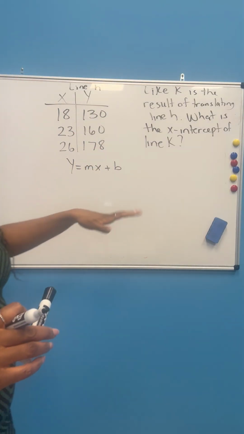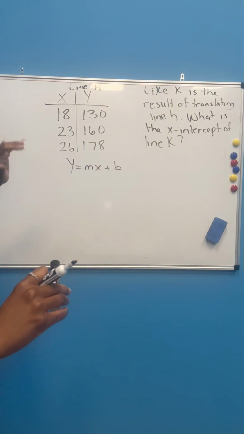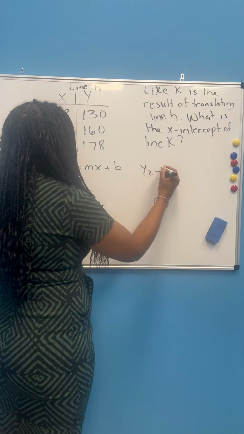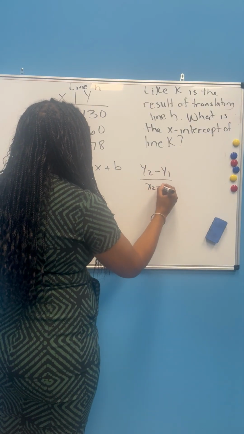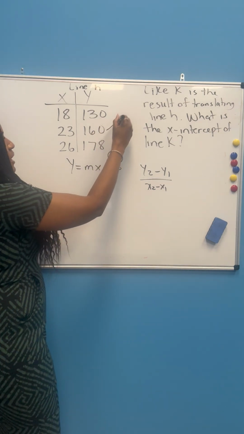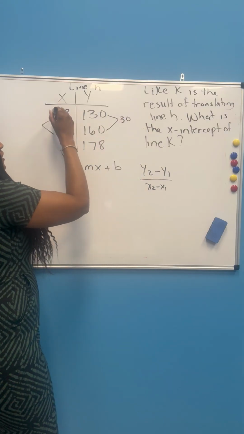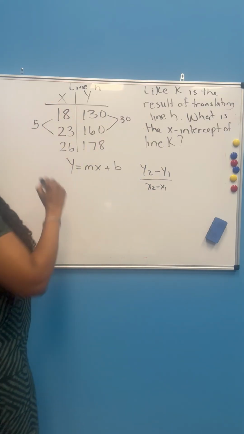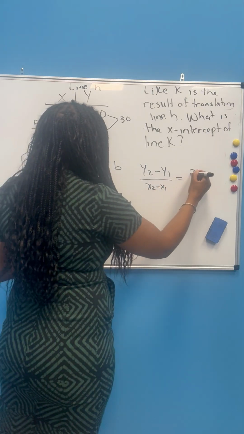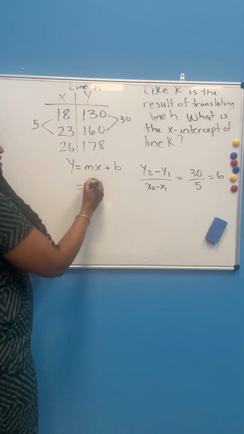To begin solving this one, since I have a line, I'm going to use the equation y equals mx plus b. Now I need to figure out the slope of this line. So I can use the formula y2 minus y1 over x2 minus x1. On the SAT, you probably won't have time to do all this. So probably I would just do 160 minus 30 is 30, 23 minus 18 is 5, 30 divided by 5 is 6. That is basically this formula. So now I know the slope is 6.